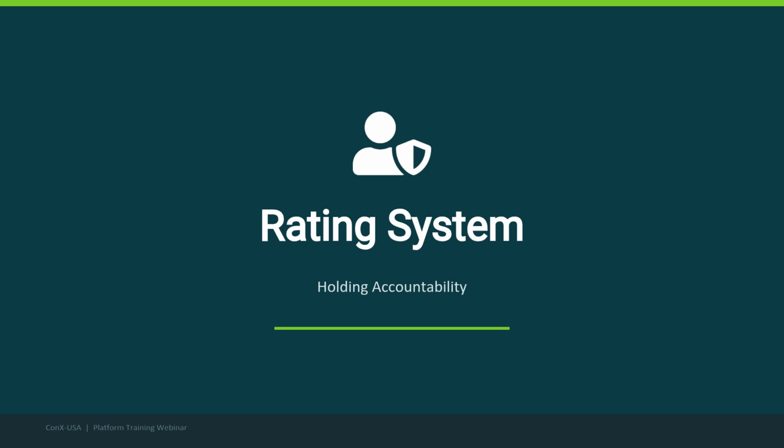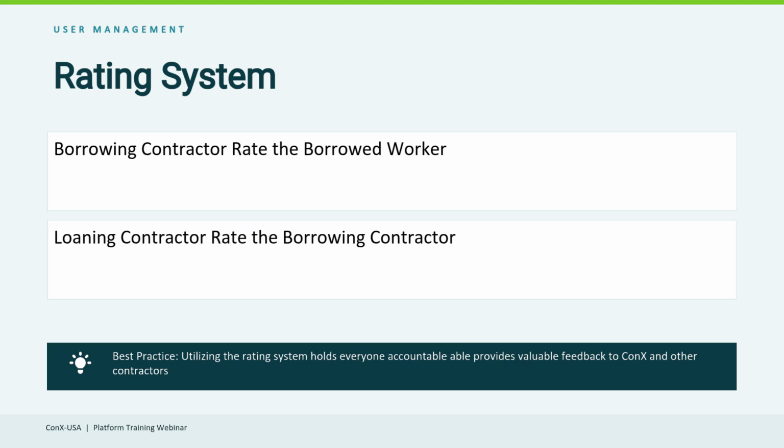Now let's talk about the ConX rating system. This is how we keep everyone accountable. ConX offers a rating system on both ends of every transaction, holding all parties accountable. On the borrowing side, once a worker's contract has expired, the borrowing contractor receives a notification to rate the worker they borrowed. It's a simple 1 to 5-star rating.